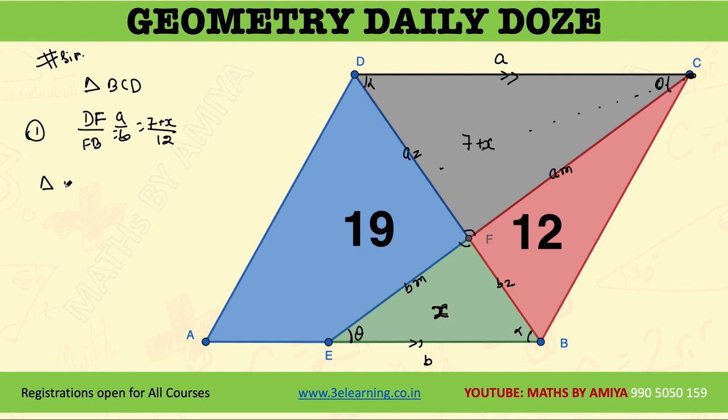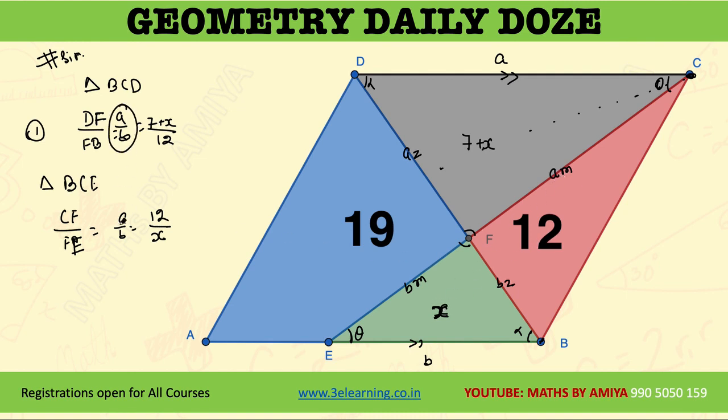Now work on triangle BEC. We can say CF upon FE is A by B, and this is the area ratio 12 upon x. How come? If you have the same base and the common vertex, the height should be the same. If you have the same height, then the area should be in the base ratio. So the area ratio of the black and red, 7 plus x upon 12, should be in the ratio of A is to B. In triangle BCE, the red to green area, 12 is to x, should be in the ratio of A is to B.